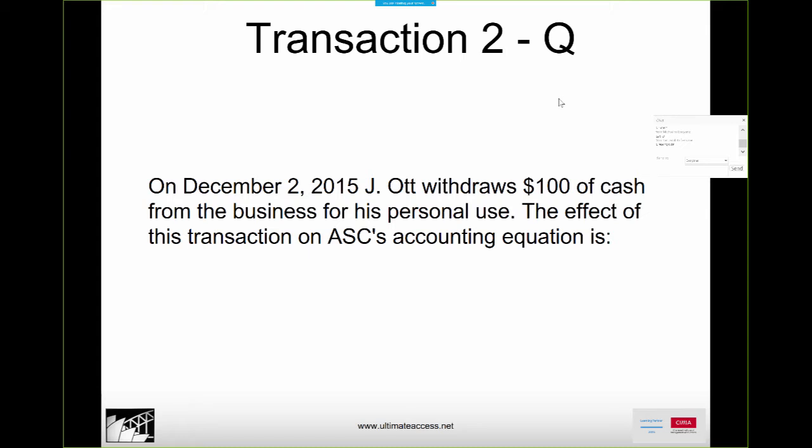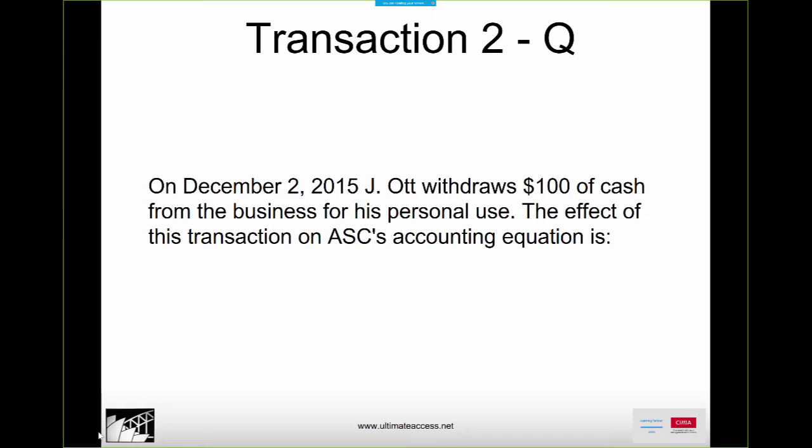cash credit. Okay, so what do you think is happening to his capital account now? What's happening to his capital account? Is it increasing, decreasing, or is it impacted at all? What do you think? It is decreasing. Now let us look at that.